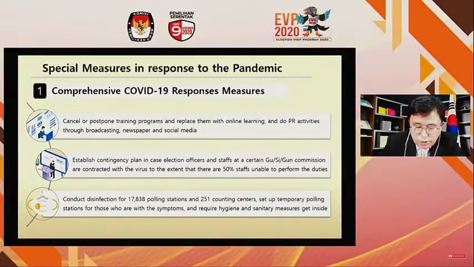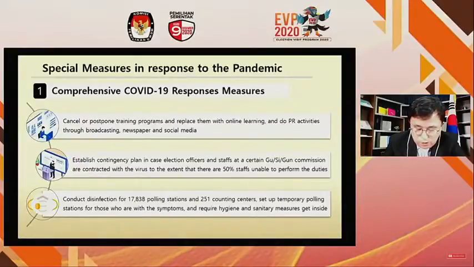As part of the comprehensive COVID-19 response measure, the NEC canceled or postponed ordinary training programs and did PR activities through broadcasting, newspaper, and social media, and replaced required trainings with online learning. Also, we established a contingency plan, including supporting election steps and designating acting commissions in case that election staff at a certain Gu/Si/Gun commission are infected with the virus to the extent that 50% of staff are unable to perform their duties.